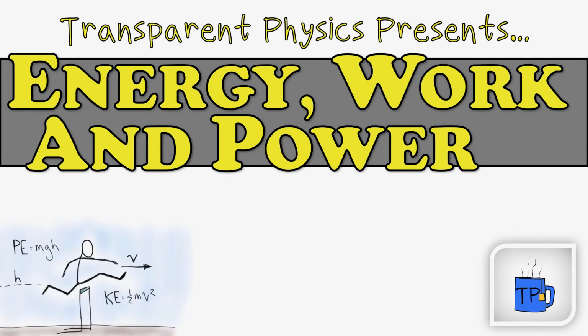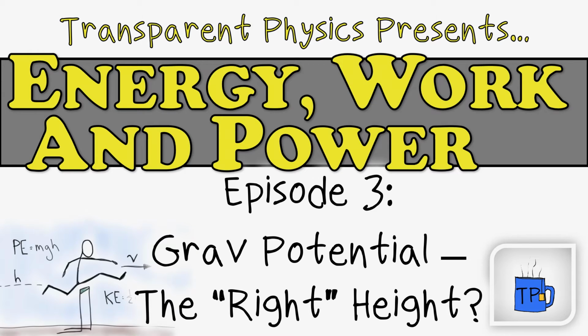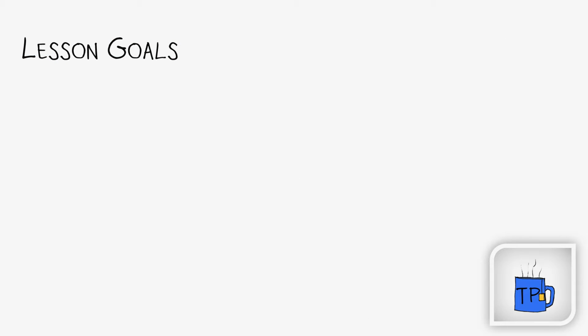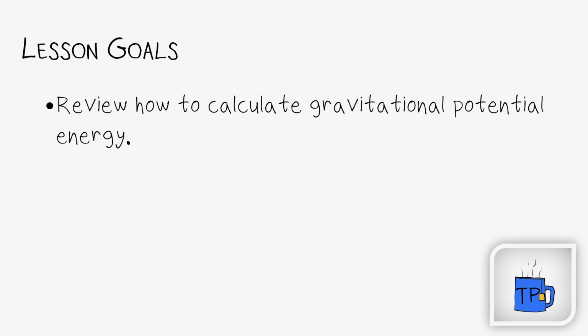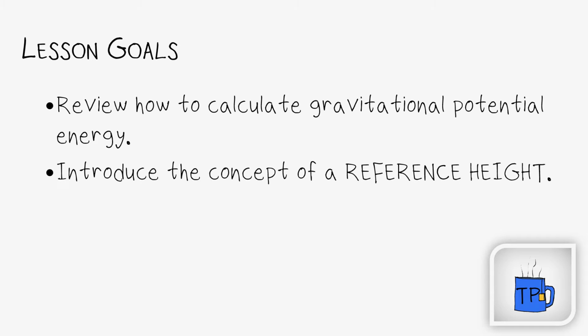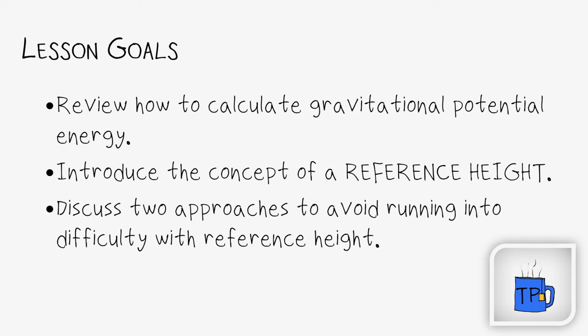In this episode, we are going to be continuing our series on energy, work, and power. Specifically today, we're going to be teasing out an issue that comes along with gravitational potential energy, specifically issues concerning height. By the end of this episode, you should be able to calculate gravitational potential energy, although that was introduced in a previous episode. You're going to be able to use the concept of reference height, but there are some challenges associated with reference height, so we're going to talk about two ways to avoid running into potential pitfalls.